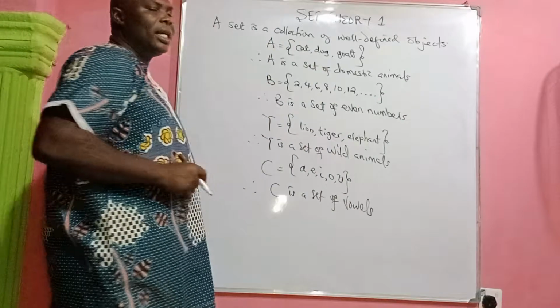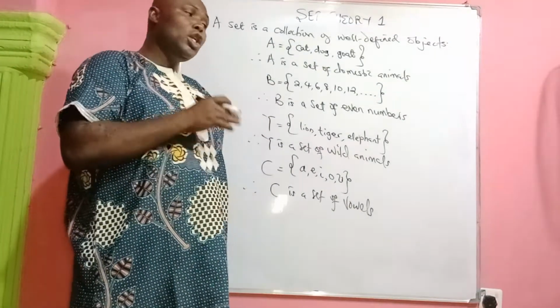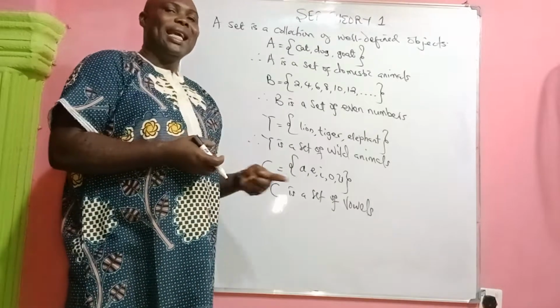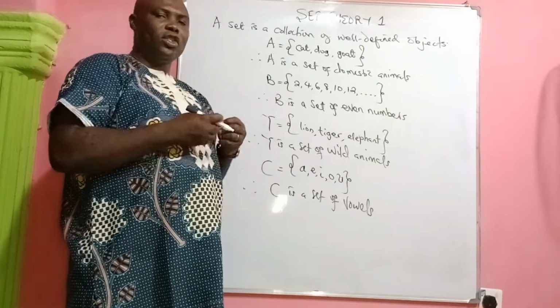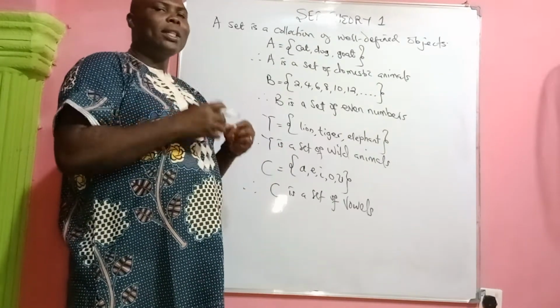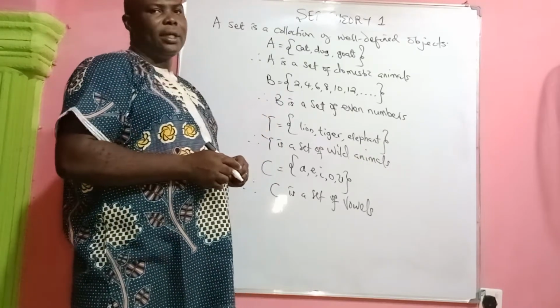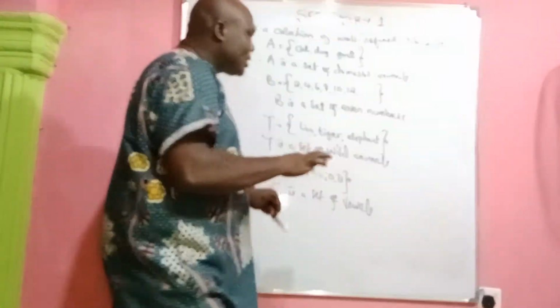Now observe all the examples I've given. You will notice that in every set of elements, the elements that are grouped in the set must have a striking feature that ordinarily when you look at the set, you'll be able to know that yes, they are interrelated.